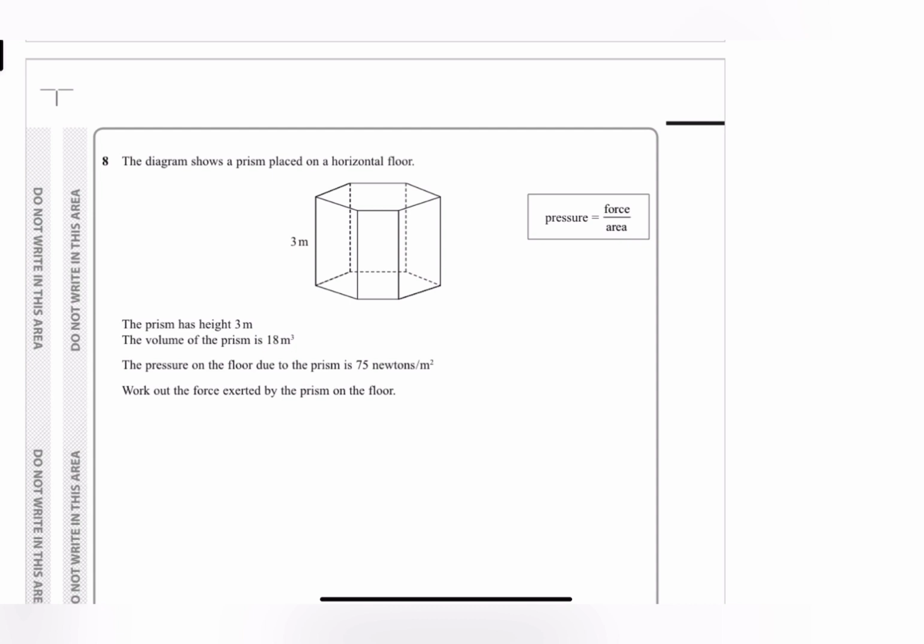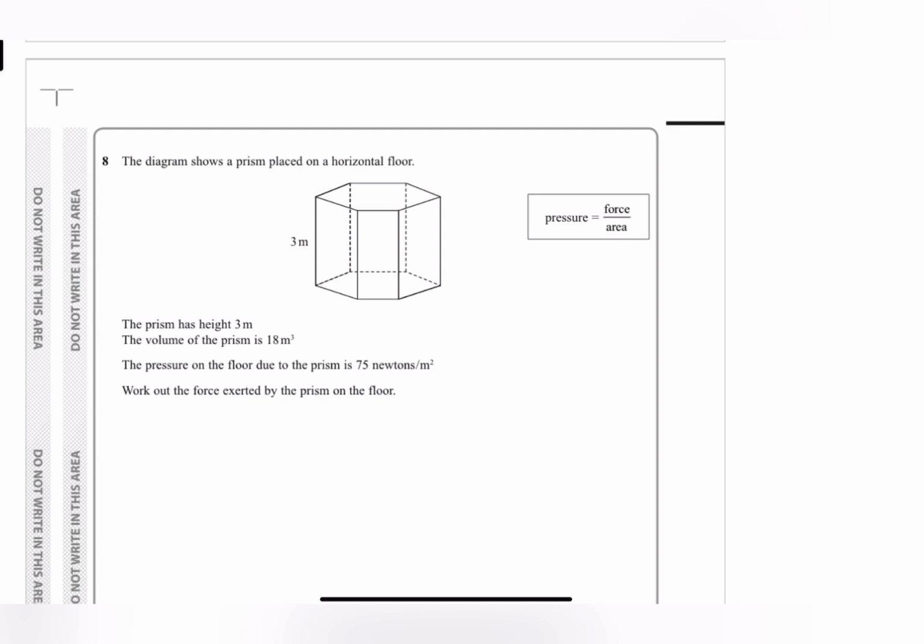The pressure on the floor due to the prism is 75 newton per meter square. Work out the force exerted by the prism on the floor. So you have to find the force exerted by the prism on the floor. You have height and volume. From there you can find area, right?